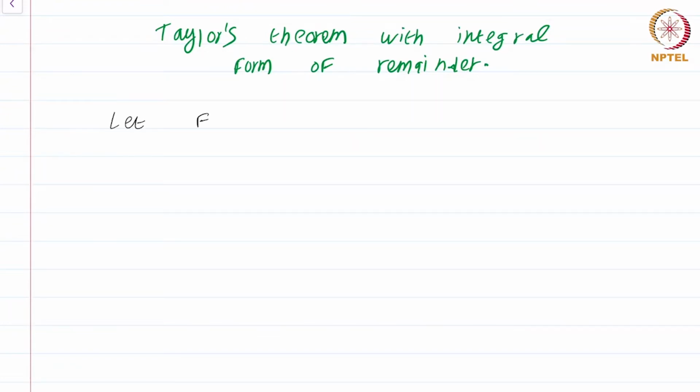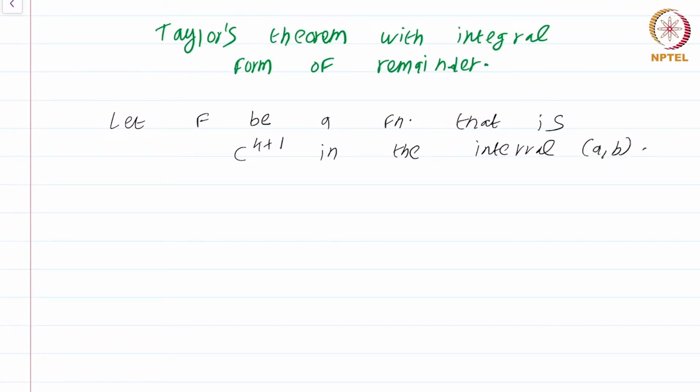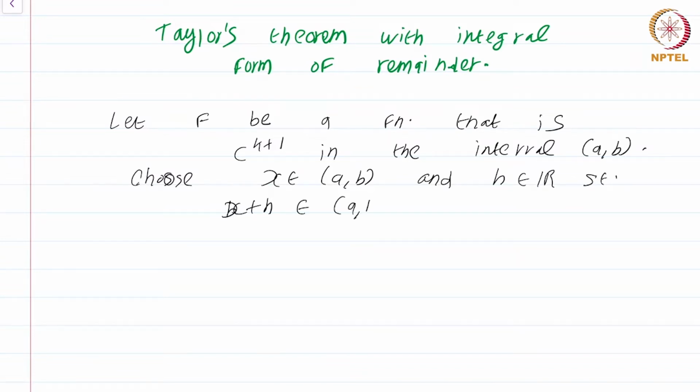So let f be a function that is C^(k+1) in the interval (a, b). Okay, now choose x in (a, b) and h in R such that x plus h is also an element of (a, b).